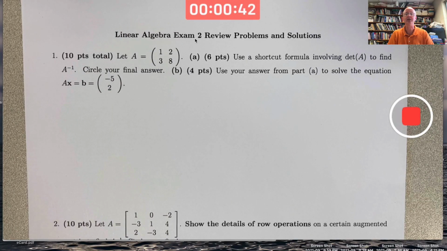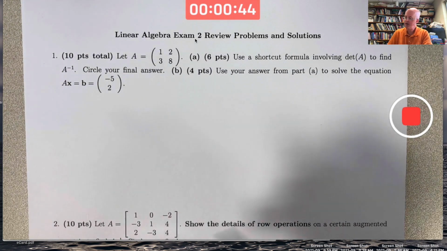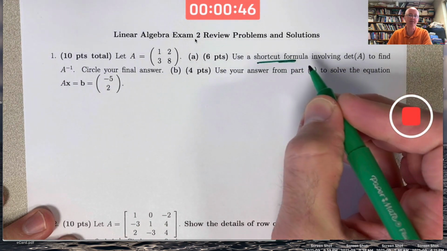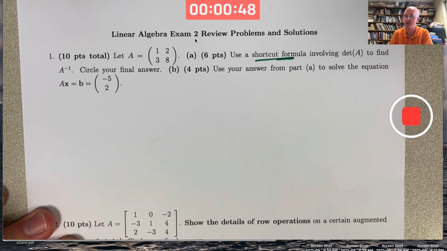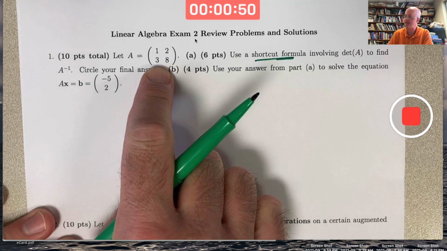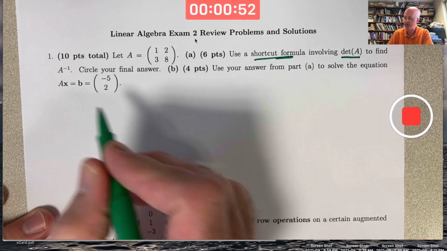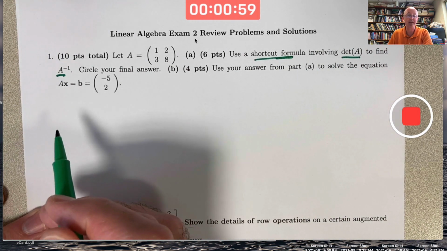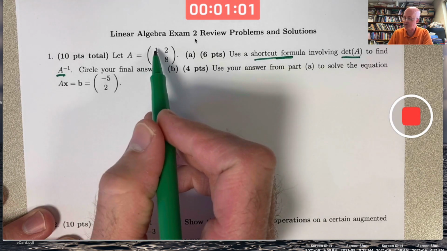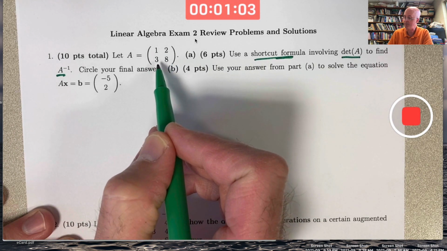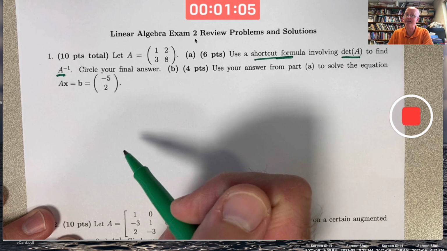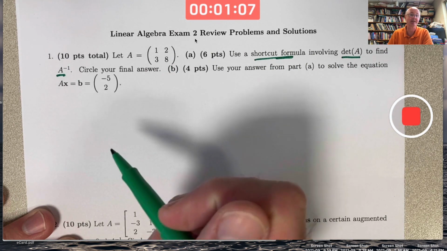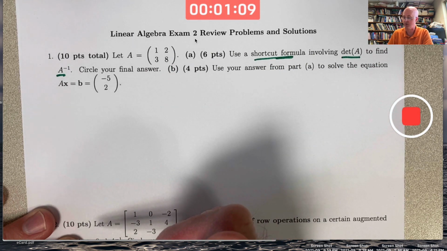So you can see in the very first problem here that we are starting with a 2 by 2 matrix, and we're trying to use a shortcut formula that my students should know, and really everybody should know, in the 2 by 2 case involving the determinant of A to find the inverse matrix of A. Evidently we're assuming the inverse matrix will exist, and you can double check that that is true. The determinant is non-zero. It's 1 times 8, which is 8, minus 2 times 3. 8 minus 6 is 2. That's non-zero. That's enough to say that this matrix is invertible.